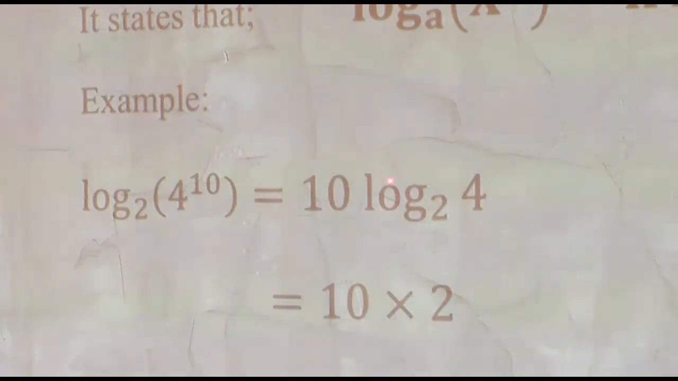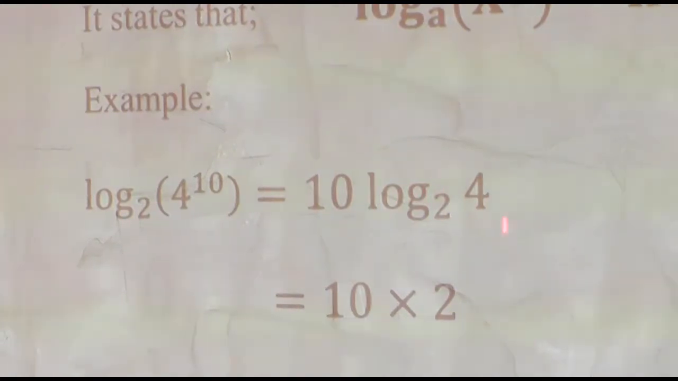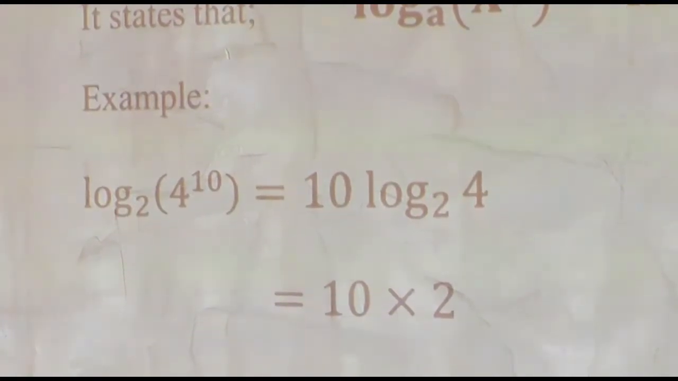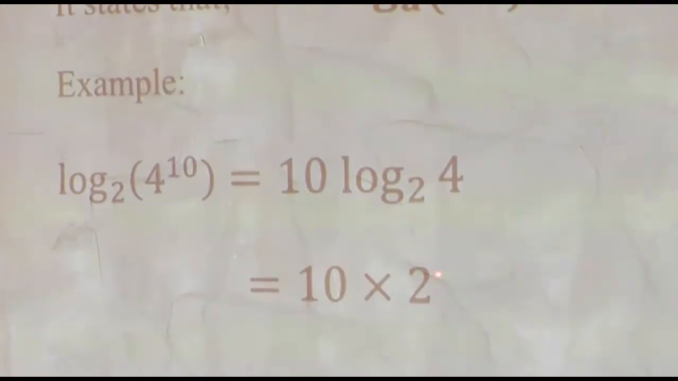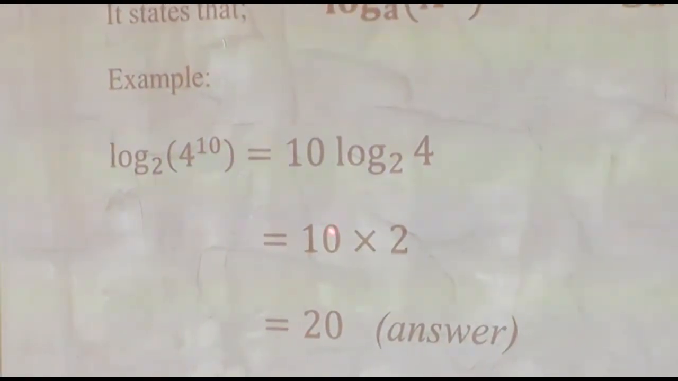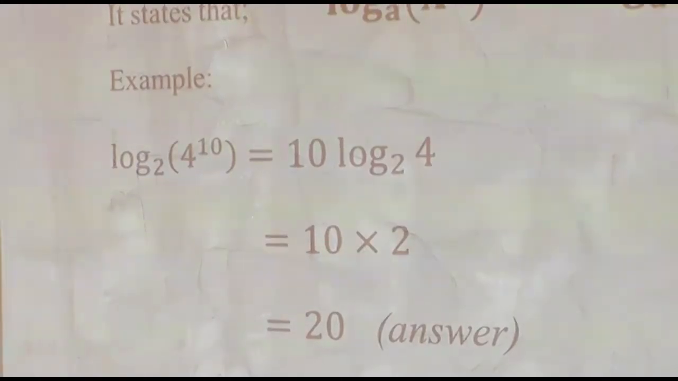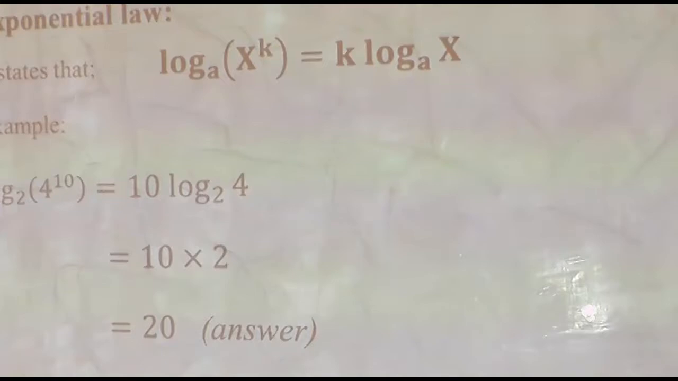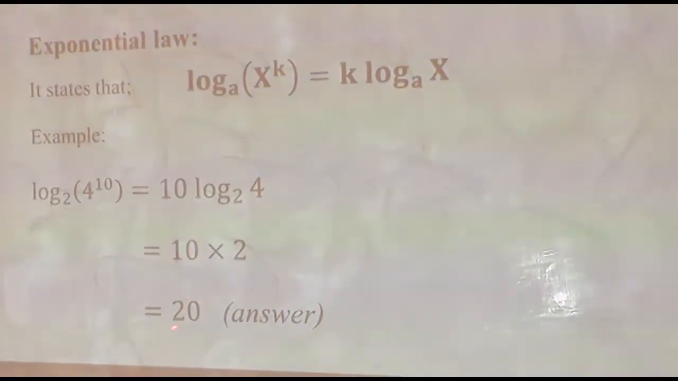So first we look at log 4 to base 2. What is log 4 to base 2? How many times can 2 be raised to obtain 4? So 2 will be raised 2 times to have 4. That is what we have here, multiplied by this 10, which is initially the power here. Remember, this is applicable to the laws of indices. So 10 times 2 will give an answer of 20.